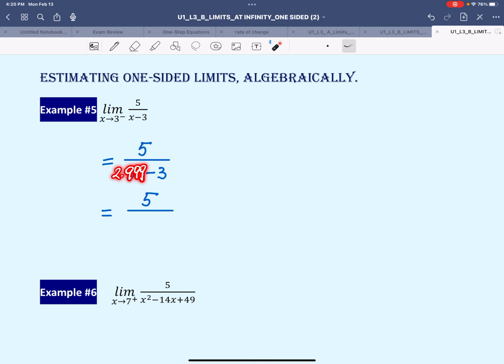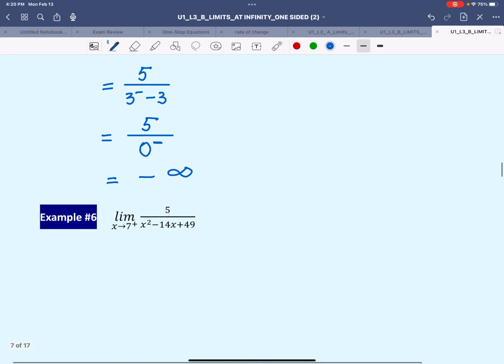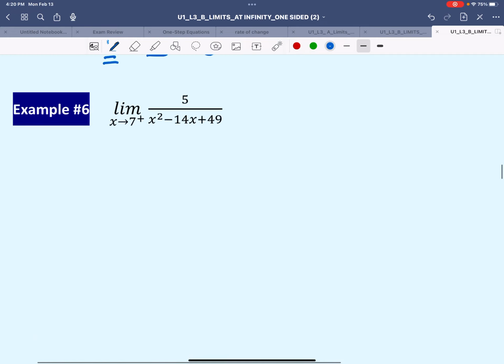So 2.9999 minus 3 would be a distance of almost 0, but it will be 0 minus, because negative 3 is bigger than 2.999. And 5 divided by 0 minus, a positive constant divided by 0 minus, gives negative infinity. So voila, we're done. That's all we need to do for this example. Now let's continue with the next one.